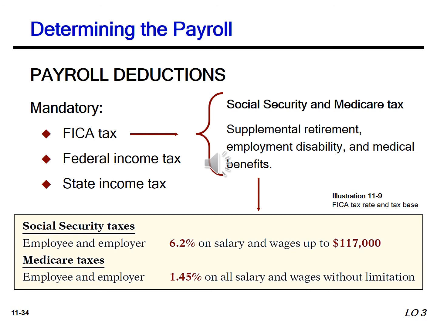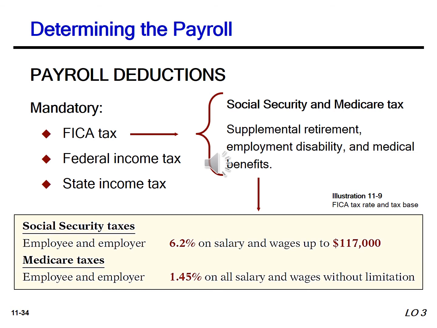Now, FICA, which is the Federal Insurance Contributions Act, is more commonly referred to as FICA for short. It is the Social Security and Medicare tax, pretty much. It is designed to supplement retirement, cover employees in case of inability to work due to disability or injury, and provide some medical benefits to employees.